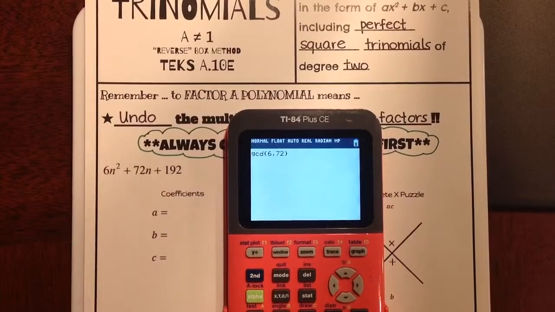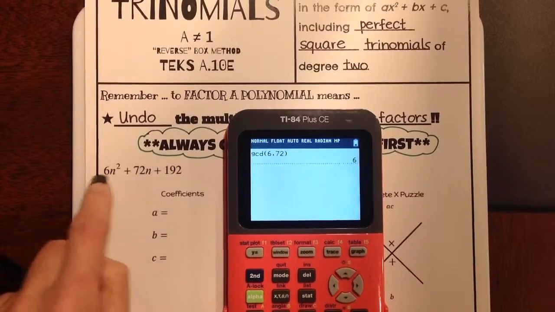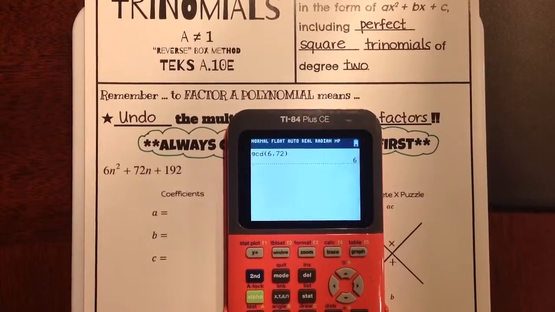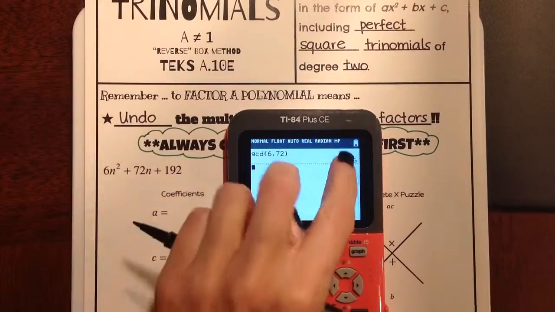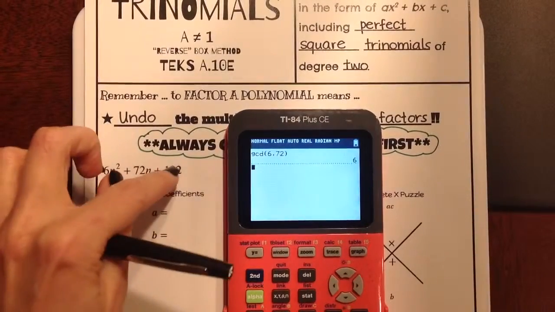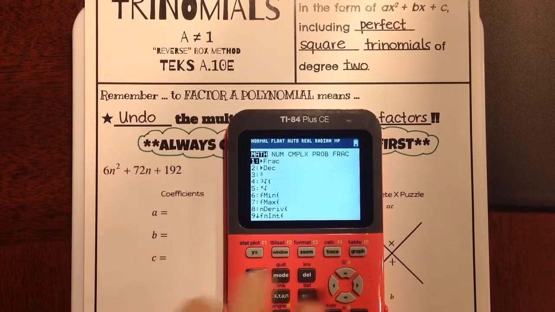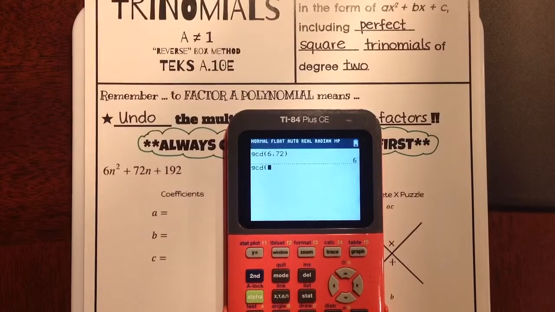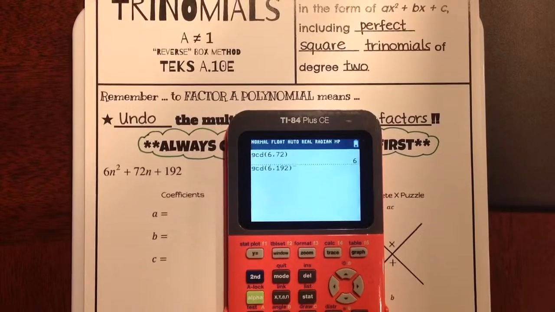If your coefficients are negative, remember you cannot put the negative sign in here. You have to use positive coefficients only. And the common factor between 6 and 72 is 6. So since that is their common factor, I'm going to use it with the next coefficient, 192. So I'm going to GCF again in my calculator, using my GCF of both 6 and 72, and now the third coefficient of 192.